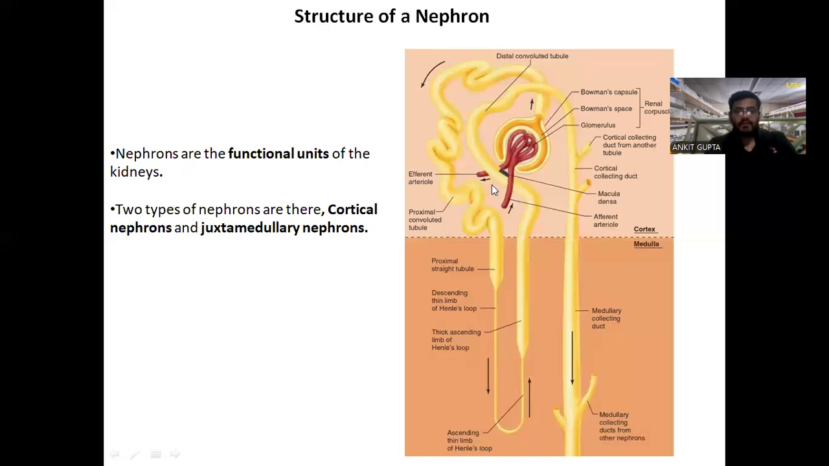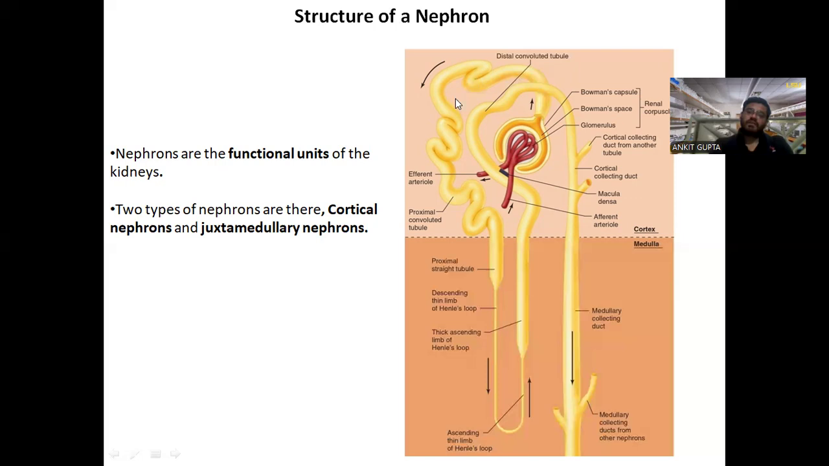This is the structure of a nephron. The nephron consists of a Bowman's capsule. This is a Bowman's capsule, and this is the glomerulus. These are the fine network of capillaries through which the blood is entering the glomerulus, and the filtration takes place through the filtration bed. So both of them, the glomerulus and the Bowman's capsule, together are known as the renal corpuscle or Malpighian corpuscle.